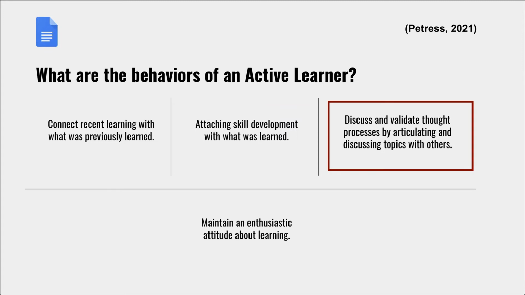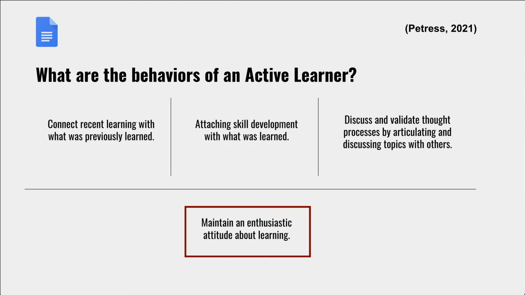They also discuss and validate thought processes by articulating and discussing topics with others, right? So they really get into the material. And anytime we articulate what it is that we understood something to be, there's typically a dynamic involved where we learn whether our understanding is correct of what we took away from that. So those are some of the behaviors that active learners do. And a key aspect is also they maintain an enthusiastic attitude about learning. They're excited and passionate about it.